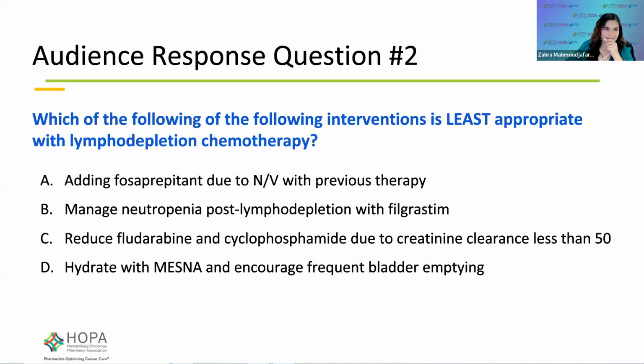Okay, so I figured I read this rather quickly and it's least appropriate. So nice job to the panelists for making this one tricky. The answer to this one is C, and the fact that cyclophosphamide does not require a dose reduction. It only would be a consideration for fludarabine.